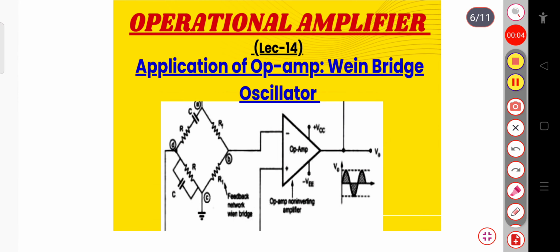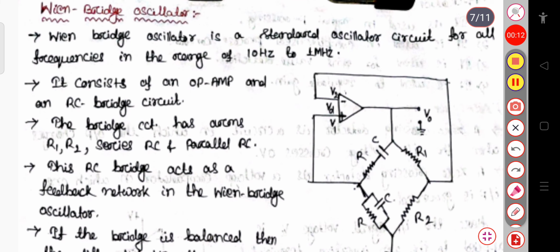Here we are continuing our lecture with the operational amplifier, that is the application of the op-amp. In this part we will see the Wien bridge oscillator. So let us start with the Wien bridge oscillator. It is a standard oscillator circuit for all the frequencies in the range of 10 Hz to 1 MHz.